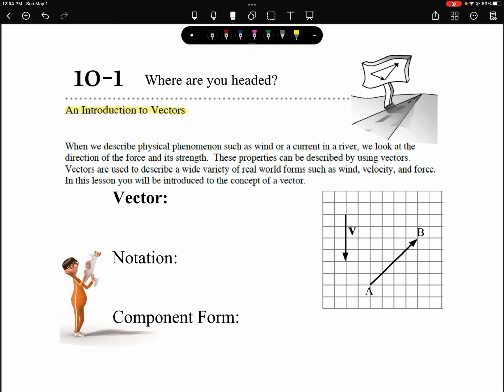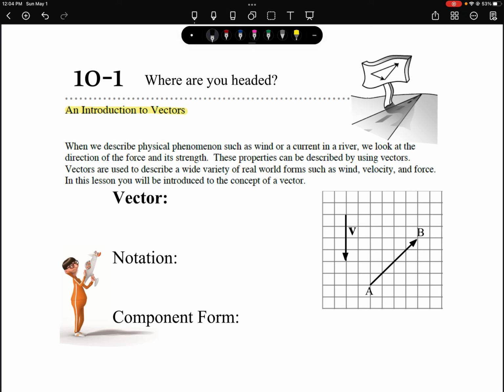When we describe physical phenomena such as wind or a current in a river, we look at the direction of the force and its strength. These properties can be described by using vectors. Vectors are used to describe a wide variety of real-world forms such as wind, velocity, and force. In this lesson, you will be introduced to the concept of a vector.